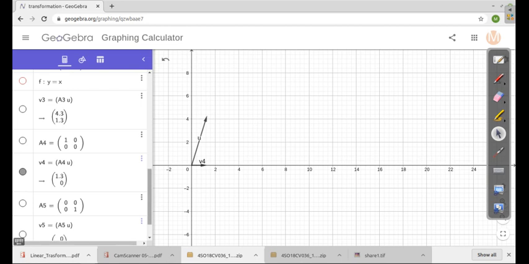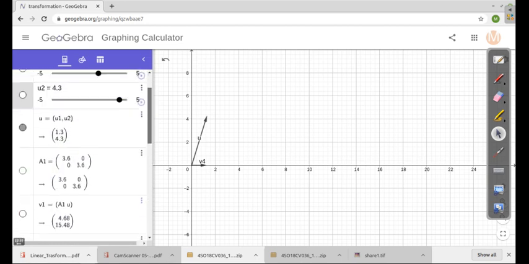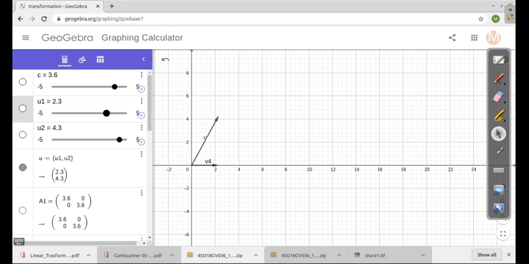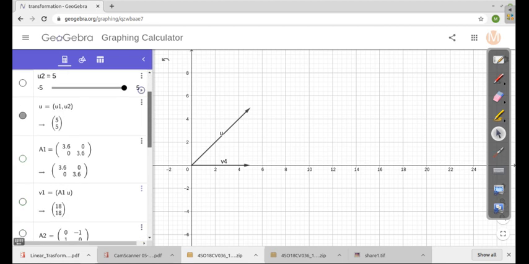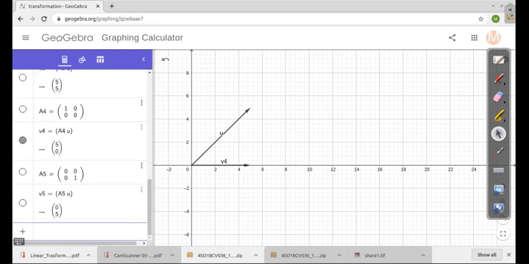Now if I change the value of u, u1 and u2 I am going to change. The v4 just changes, but it remains on the x-axis alone. It is not changing from the x-axis. So it is actually, see here, perfectly aligned. As it moves on, the v4 remains the same. Okay, so this is the component of x. So what if I want the y component? I have to consider the matrix A5, which is 0, 0, 0, 1, and A5 times u gives 0, 5.